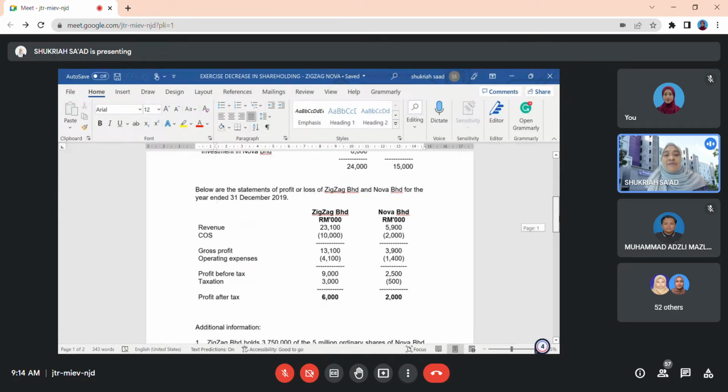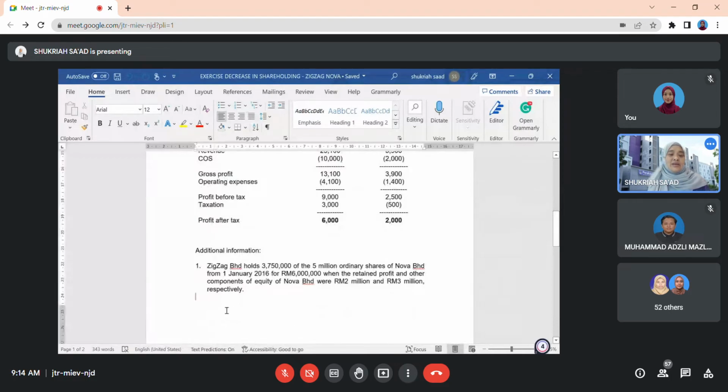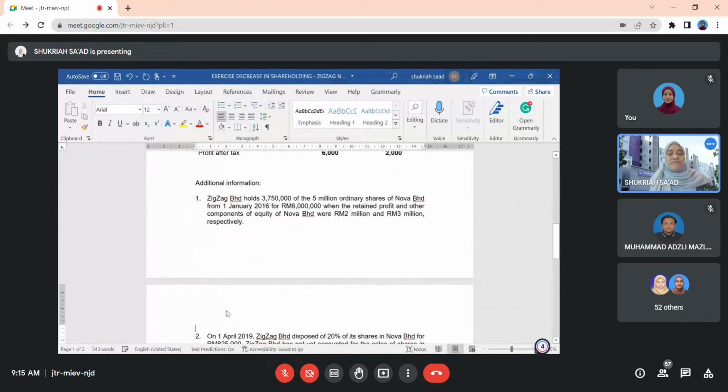Accounting year ended 31st December 2019. How many years acquisition? Wow. 4 years. Again, 2016, 17, 18, 19. The 4 years. Okay. This is City with the 6 million amount. When the retained profit and other components of equity of Nova on DOA, 1st January 2016, were 2 million and 3 million respectively.